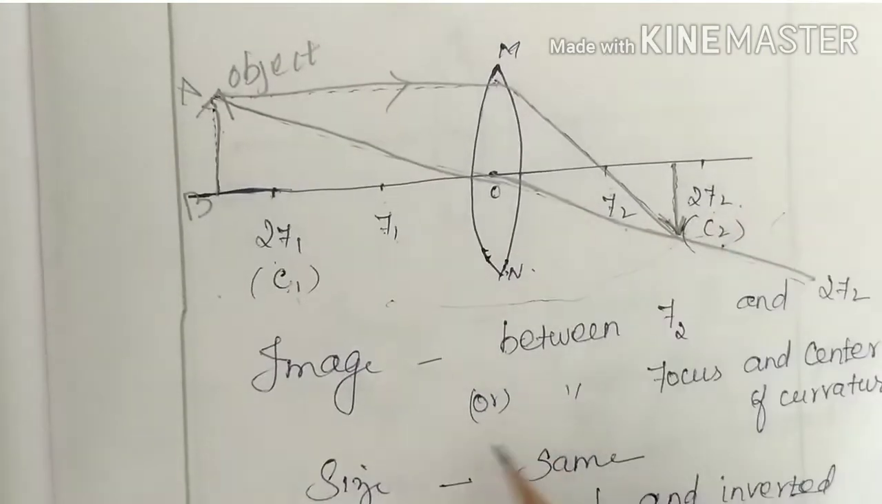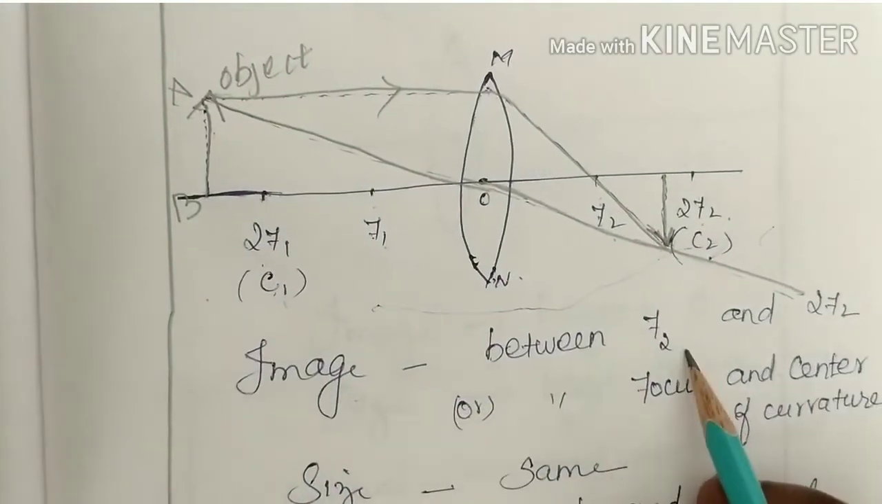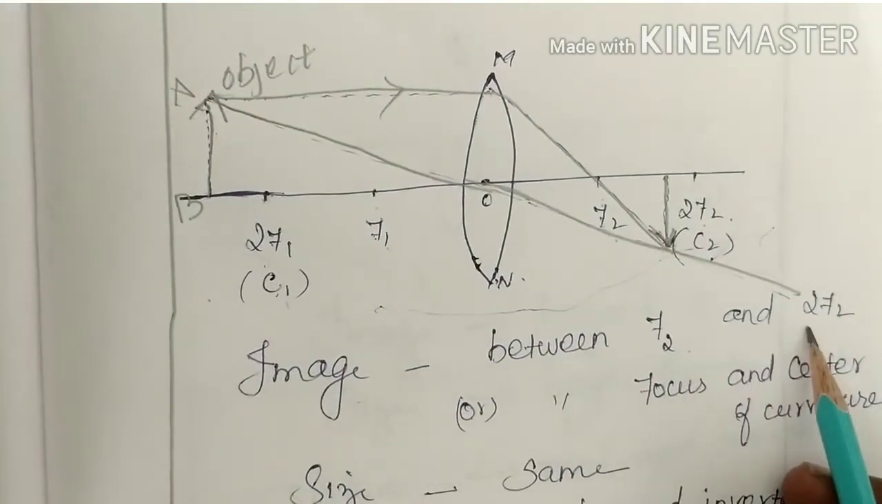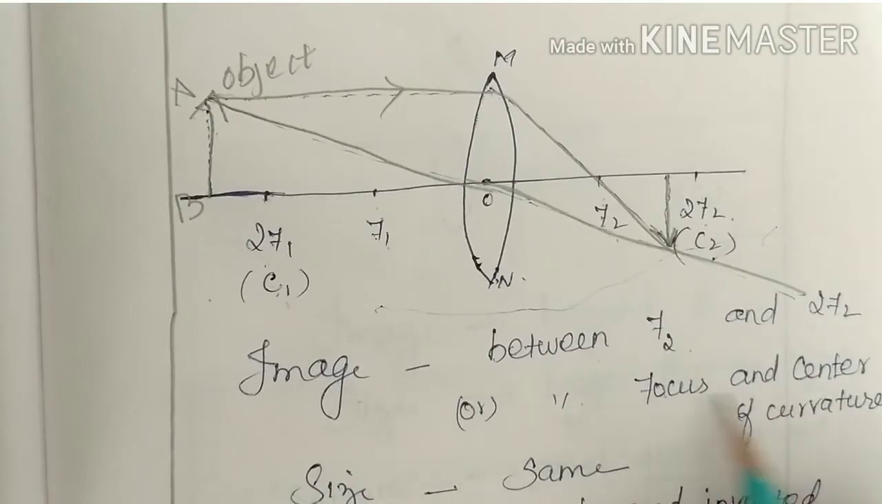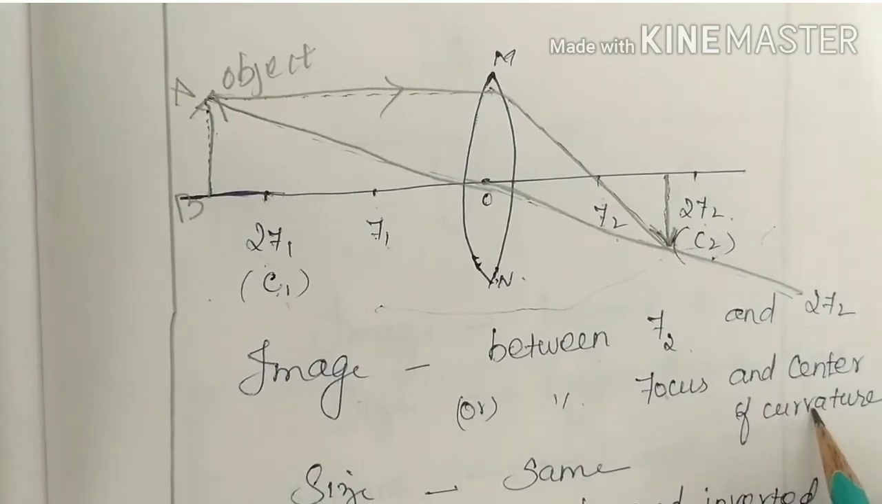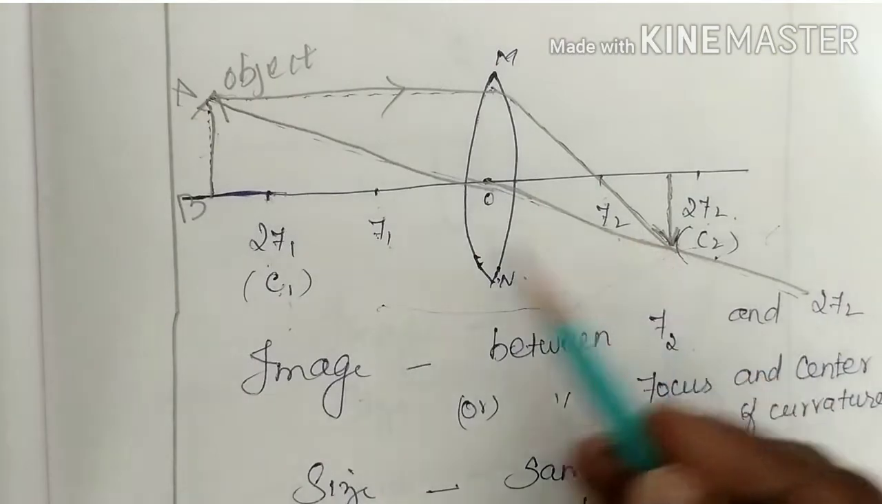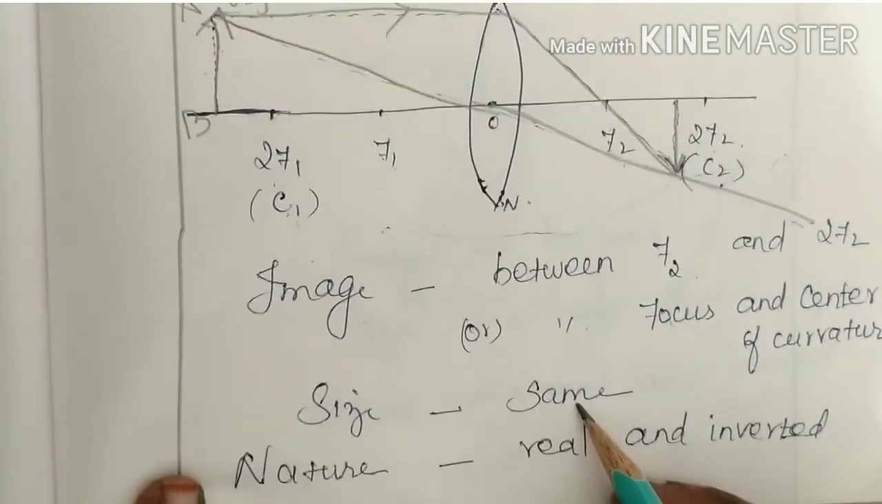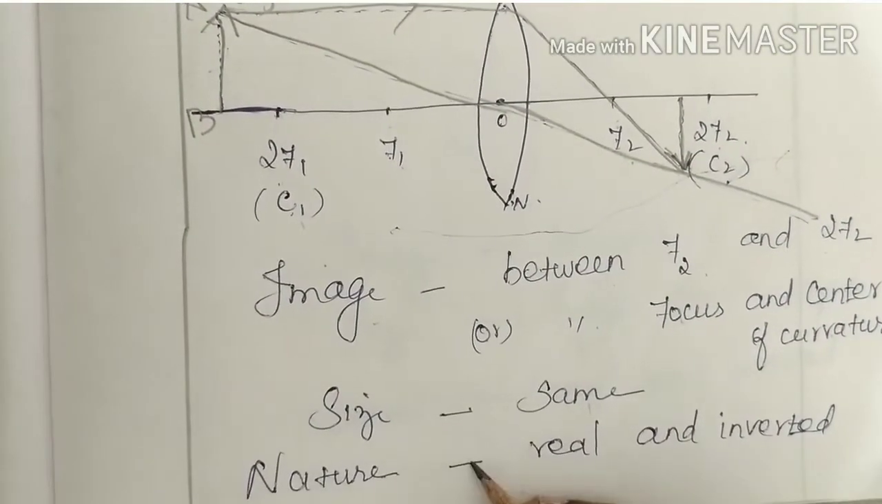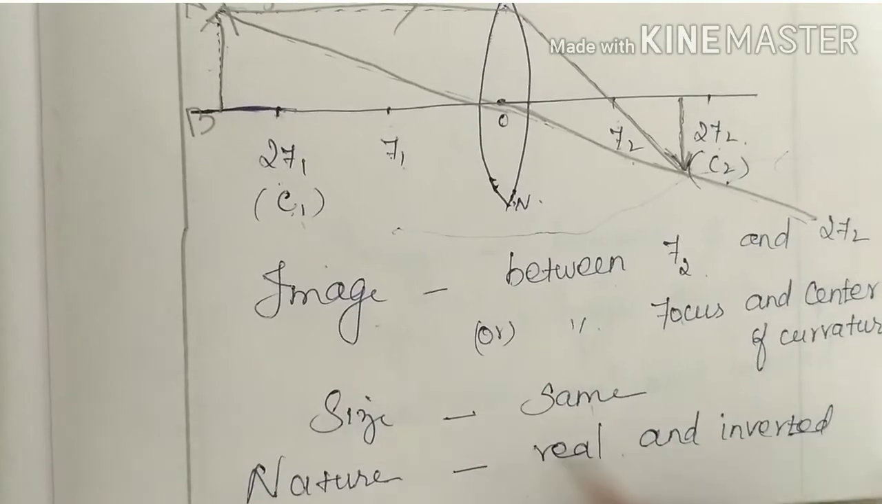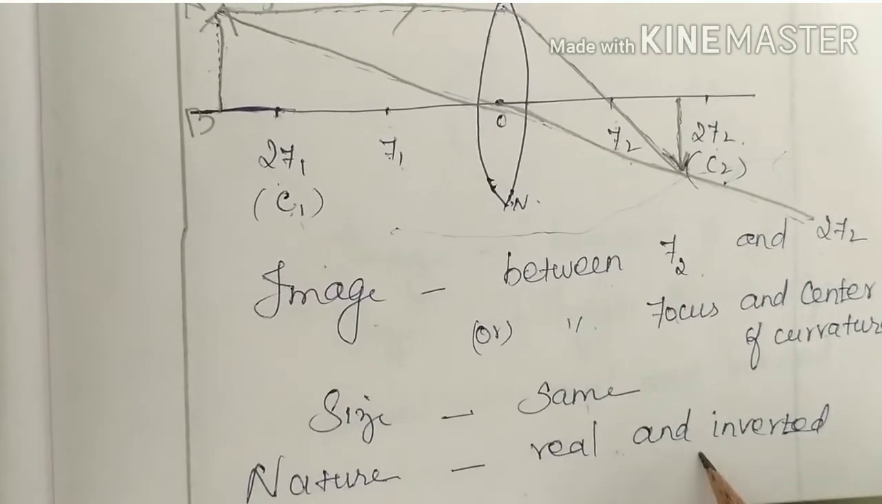Listen here. The image position is between F2 and 2F2, or between the focus and the center of curvature. Regarding the size of the image, just observe, almost it will be the same size. And the nature of this image is real and inverted.